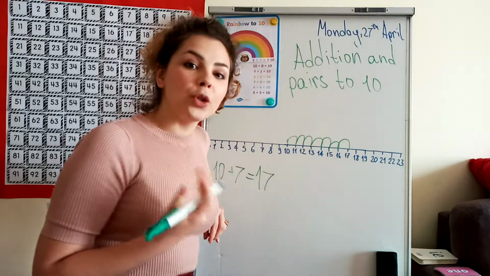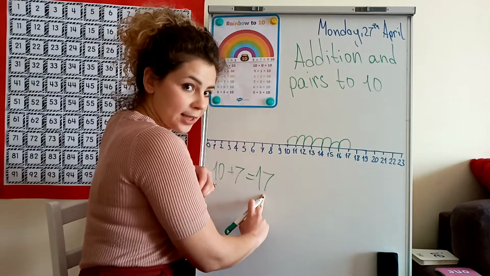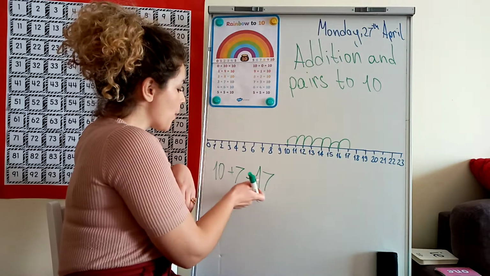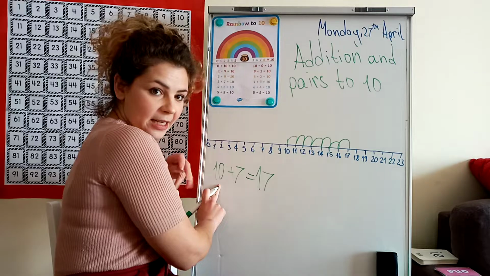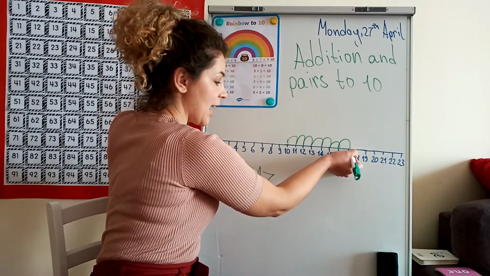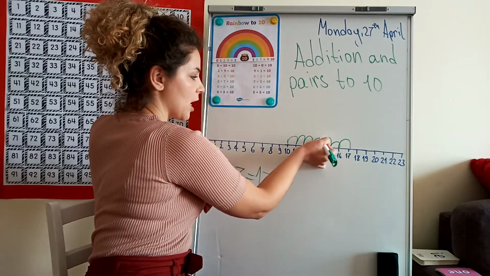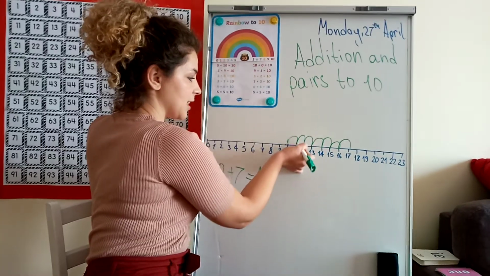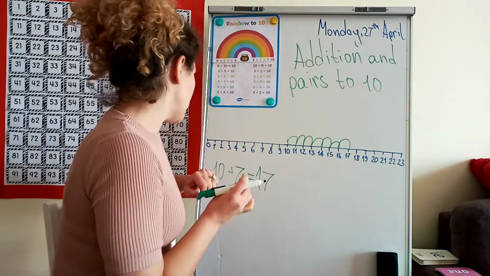And how do I check? I go in reverse. I start from the result, which is in this case 17. I go back 7, and if I end up at 10, I did this right. So let's start with 17, and we go back 7 hops. 1, 2, 3, 4, 5, 6, 7. And I landed at 10, so this was the correct way to do it.